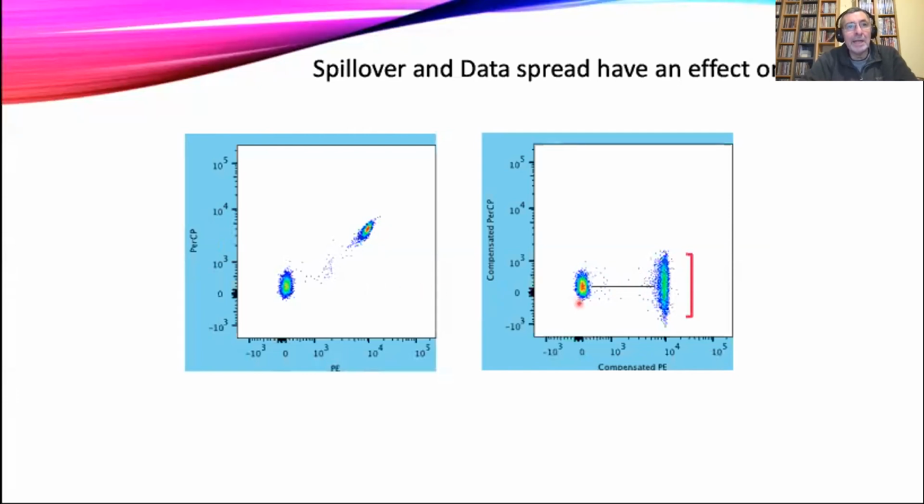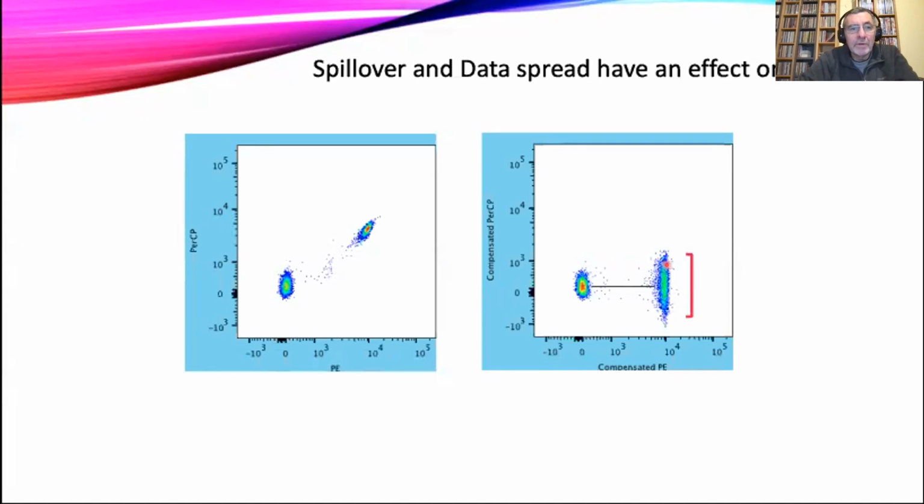And this has a big impact in our experiments because, if I put my cursor there, just above that negative population, if I was looking for a population that's weakly PerCP positive, but PE negative, I've got a reasonable chance of being able to see it. It's not very high above the background, but I could probably see it. But if that population was also positive for PE, then I probably wouldn't see it. I wouldn't see that as positive. It's going to be consumed by that data spread.